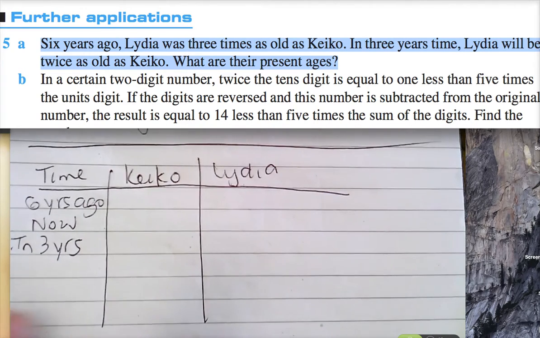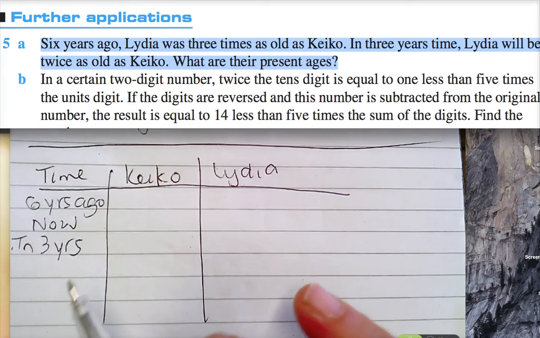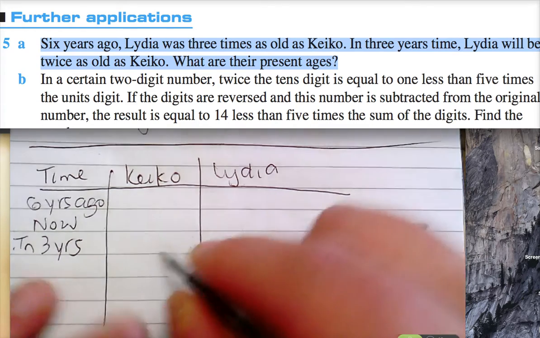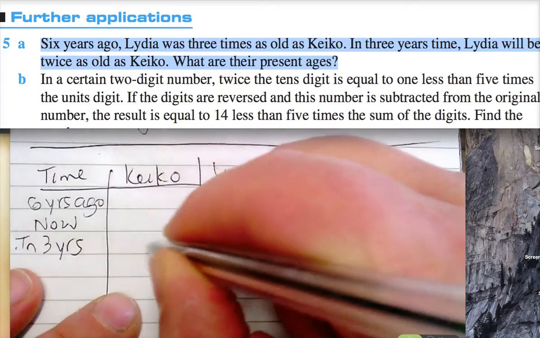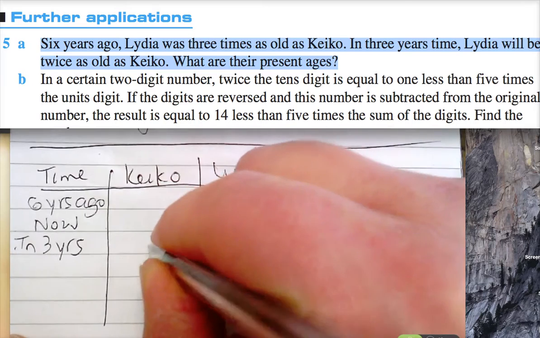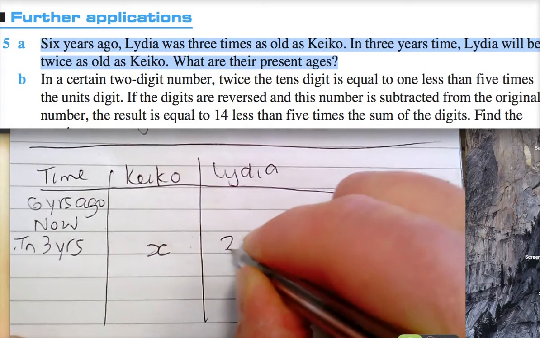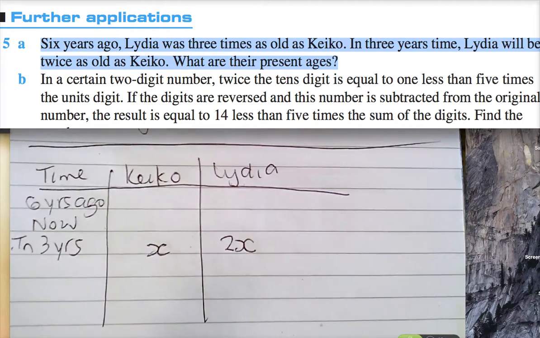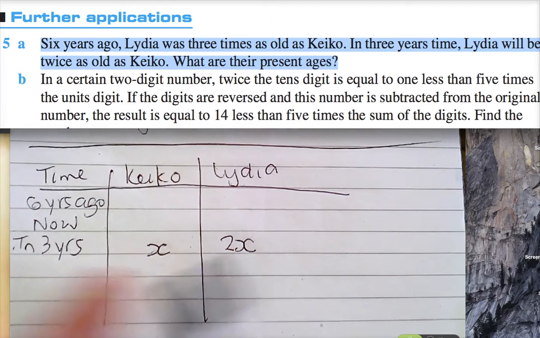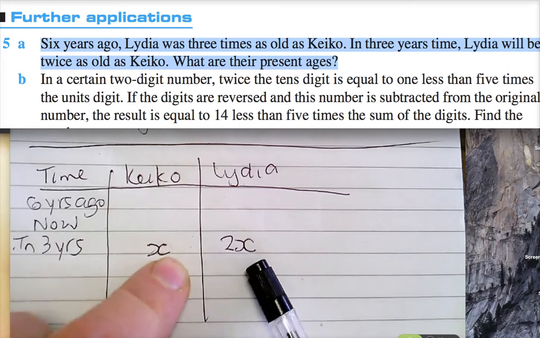All right, girls, 6 years ago, Lydia was 3 times as old as Kiko. If you decided not to do that, but you decided to do in 3 years' time, Lydia is twice as old. So in 3 years' time, how old's Kiko? x. Lydia's? 2x. So if you decided that's what you were going to put in the table, you do that. In 3 years' time, x and 2x.